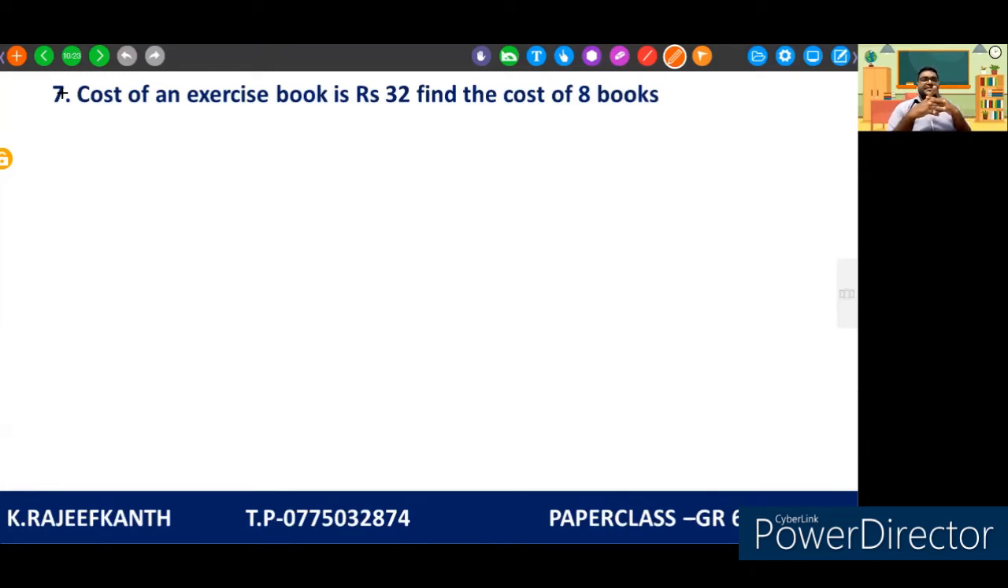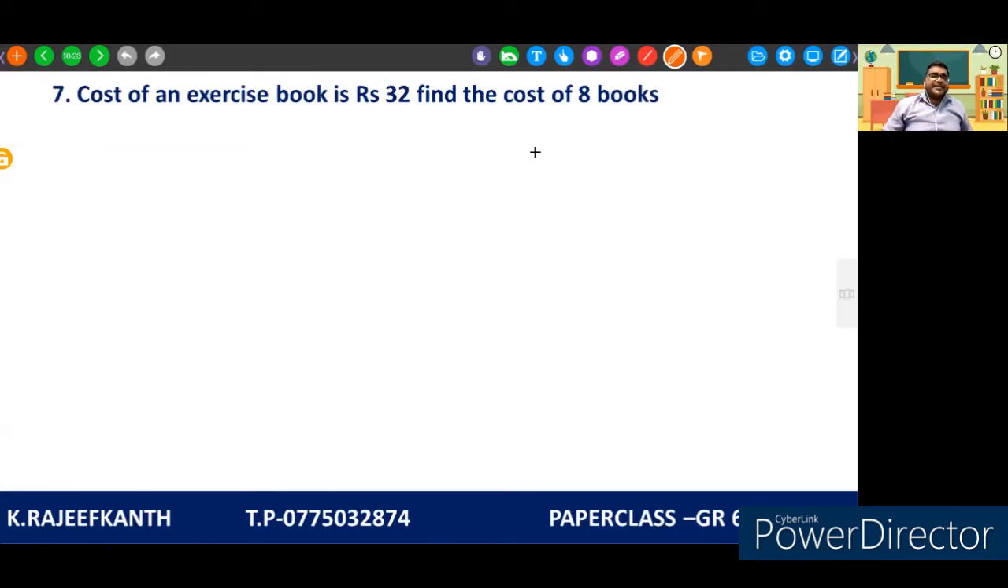Cost of an exercise book is ₹32. Find the cost of 8 books. Here they have given the cost of a book. Cost of an exercise book is 32. Right? Now we have to find the cost of 8 books. The cost means price. So the price of a book is 32. Then what is the price of 8 books? Finished?